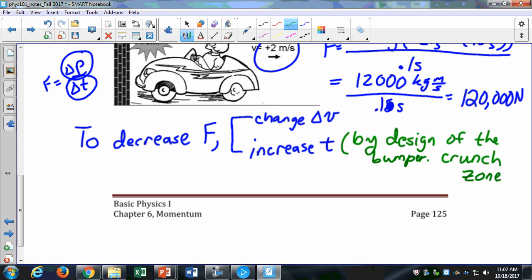But anyway, to decrease the force, you can either change the change in speed or you can increase the time.